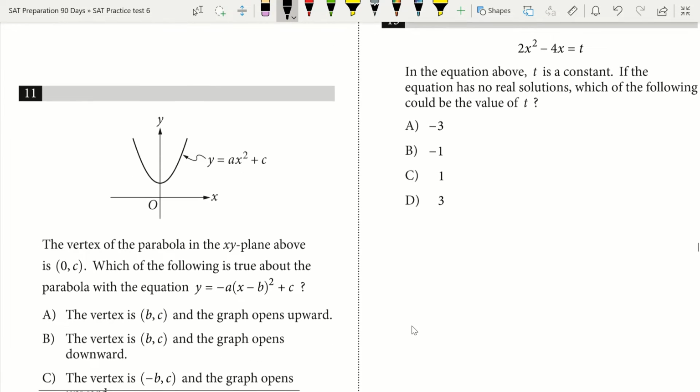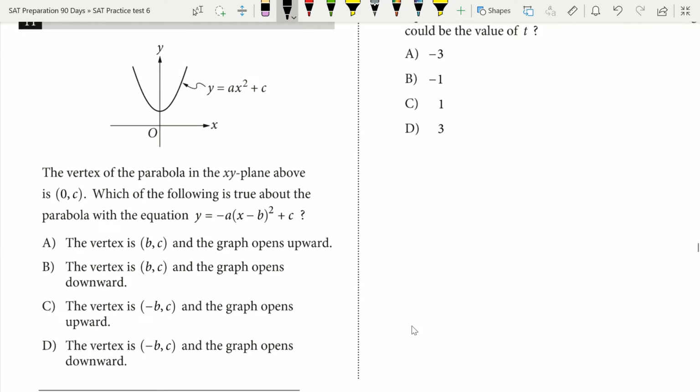All right, question 11. The vertex of the parabola in the xy plane above is 0 and C. Which of the following is true about the parabola with the equation y equals negative A times x minus b squared plus C? All right, well, I see immediately since my graph is opening up, that means that this a in front of x squared has to be positive, okay?